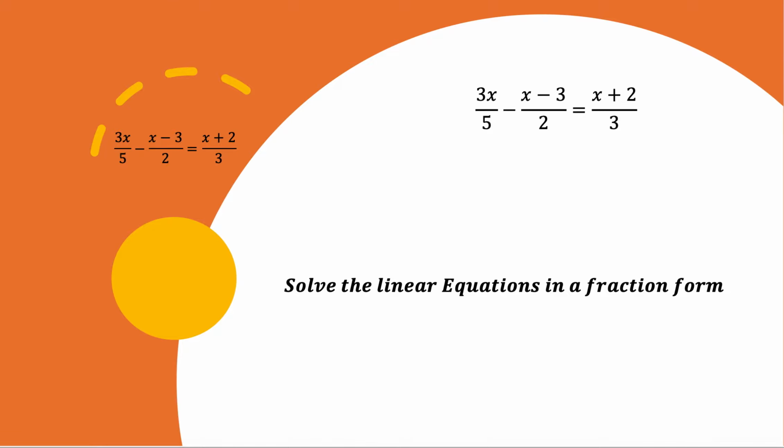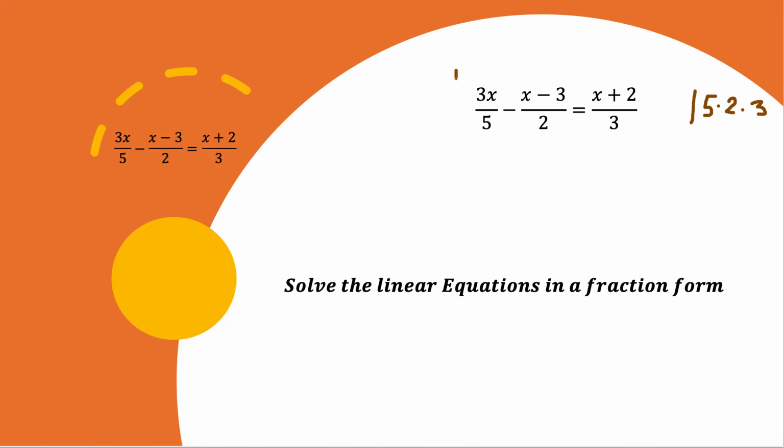First of all, let me take a pen. First of all, what we are doing, we are trying to find the LCD of all these fractions here. But all of the denominators are prime numbers, so the LCD is 5 times 2 times 3. So this is the LCD. Before I do anything, I'm going to multiply this equation by 5 times 2 times 3.